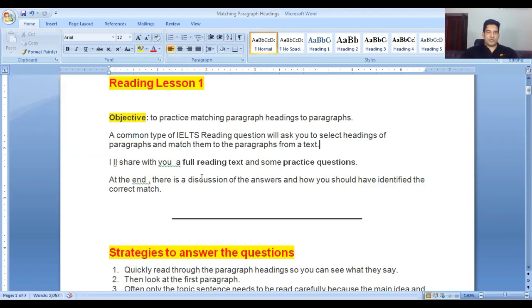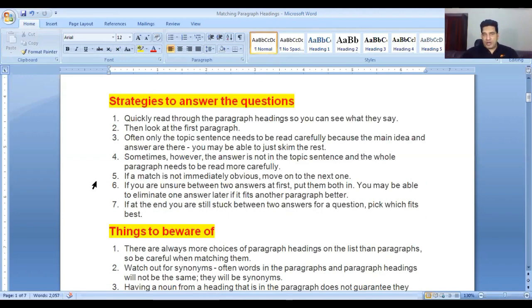I'll share with you a full reading text and some practice questions. At the end, there is a discussion of the answers and how you should have identified the correct match. So here are the strategies to answer the question. First of all, quickly read through the paragraph headings so you can see what they say.